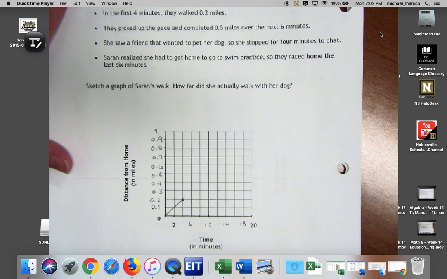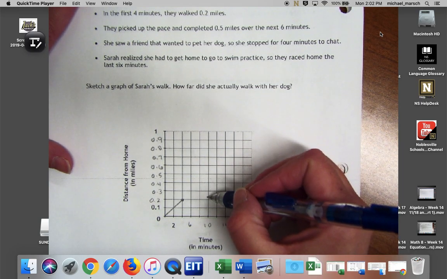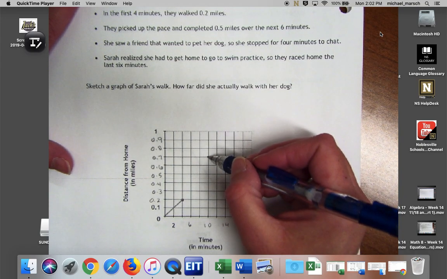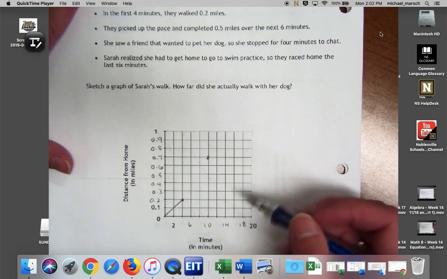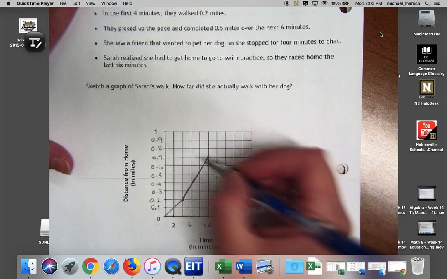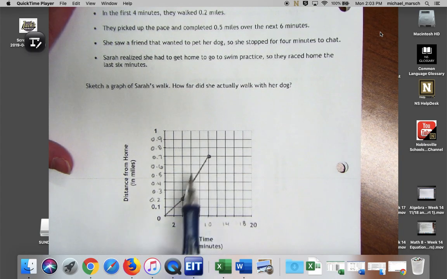They picked up the pace and completed 0.5 miles over the next 6 minutes. So 4 plus 6 is going to be at 10. And then I'm adding 0.5 miles, so I'm going to be at 0.7. What's the time? We're at 10 minutes because 4 minutes plus 6 minutes gives me the 10, and I'm at 0.7 because I added 0.5 to 0.2.